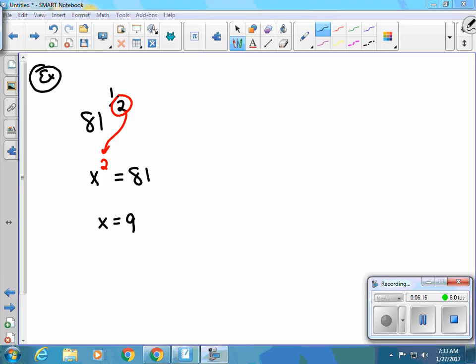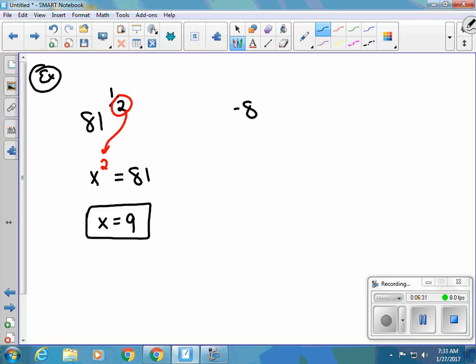Generally we know that when you take the square root it'd be plus or minus 9, but because the 81 was positive, our answer is only x equals 9. If it were negative 81 to the power of 1/2, then we would have x squared equals negative 81 and x would equal negative 9. Okay, that's the difference between the two.